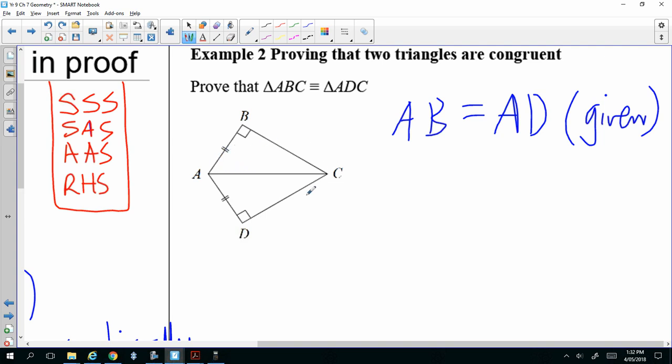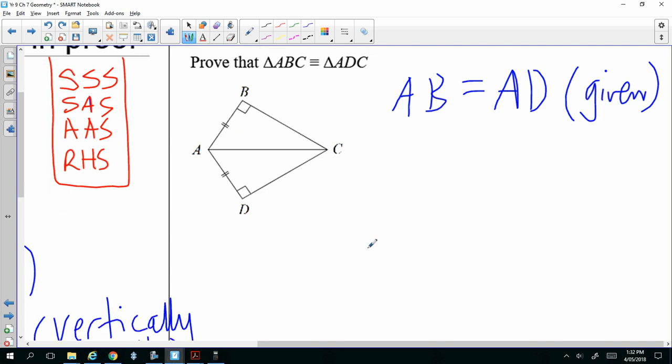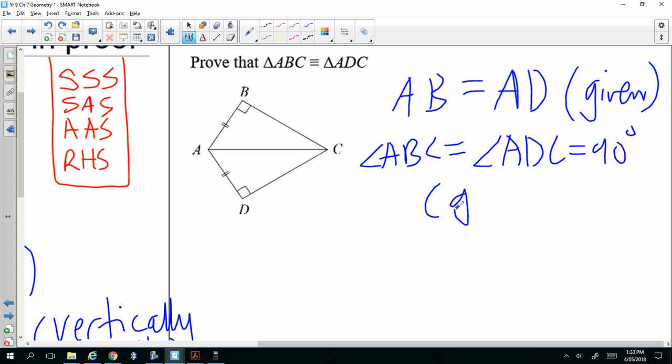Okay. Yes, Evie. Yeah. Just use the right angle. They're labeled. So you say angle ABC is equal to angle ADC equal to 90 degrees. So you just say given as well. But start with the given one. They are very easy. All right. We've got one more. This one's not as obvious, but let's see if you can figure it out. Yes, Luca.